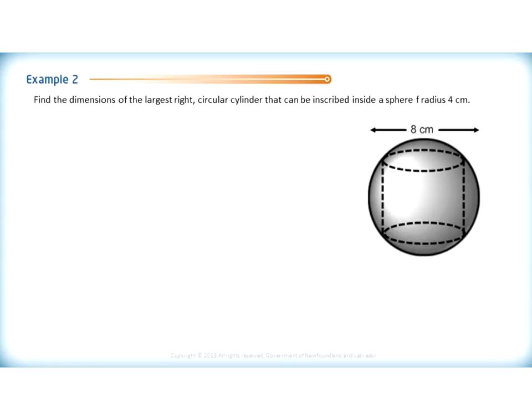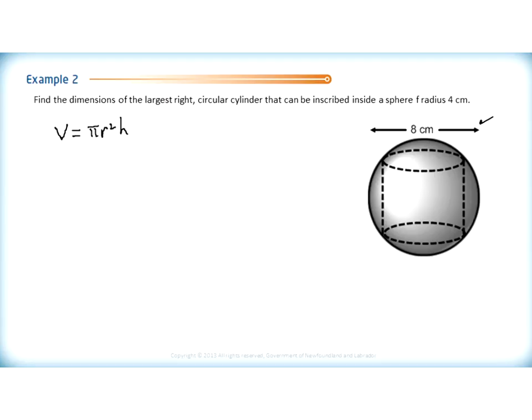Find the dimensions of the largest right circular cylinder that can be inscribed inside a sphere of radius 4 centimeters. All right, so I've got to find the dimensions of the largest cylinder that I can inscribe inside a sphere if its radius is 4 centimeters, and we can see on the diagram here, showing that the diameter all the way across is going to be 8. So let's start with a volume equation. So we're trying to find the volume of the cylinder here. So the volume of a cylinder is going to be pi r squared times its height.